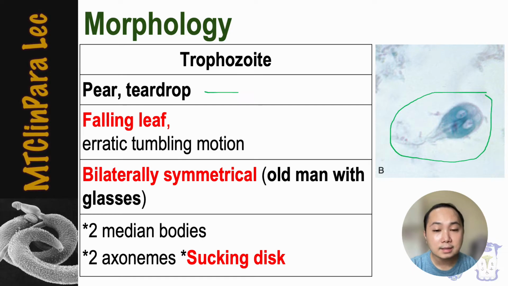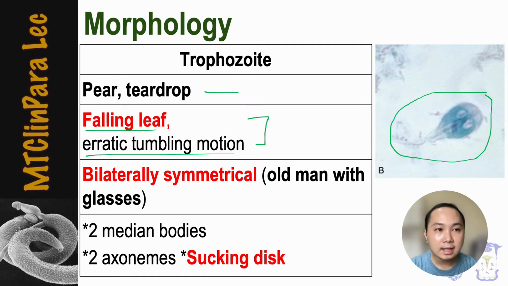So it's shaped as a pear, and it has a characteristic of a falling leaf motility. For Belisario, tinawag niya din tong erratic tumbling motion. So later on, we'll be showing you this. But this is the most diagnostic characteristic of our Giardia Lamblia. So these are usually seen in your direct fecal smear, okay, within 30 minutes.